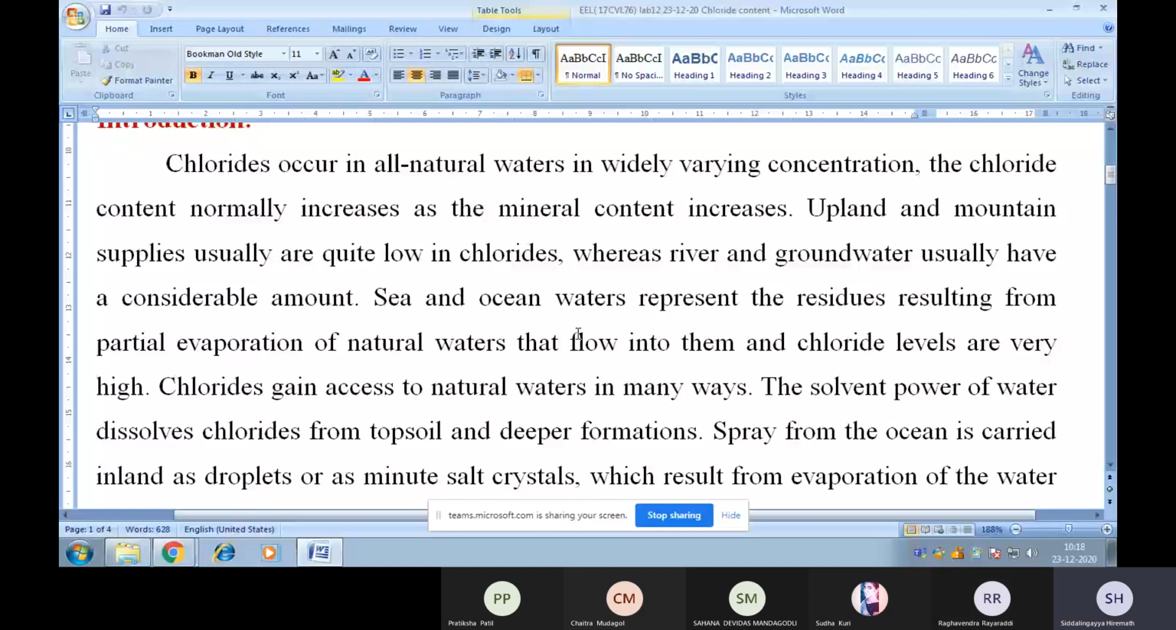Sudha, have you heard about the reagents required? Tell me which are the reagents required for the determination of chloride content? Potassium chromate and silver nitrate. What is the normality of silver nitrate? 0.014. Okay.